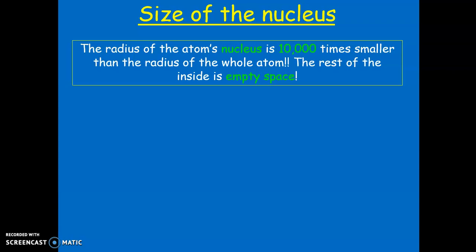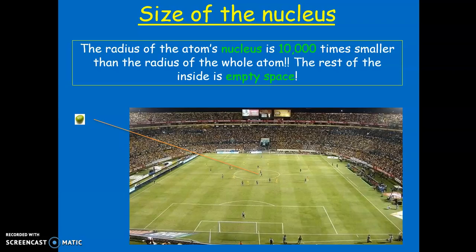The radius of the atom's nucleus is 10,000 times smaller than the radius of the whole atom. The rest is just empty space. There's no air or anything inside, it's pure empty space. That means that if we were to shoot up the size of a nucleus to the size of a pea, just a single pea, then the whole atom would be the size of a full-size football pitch.